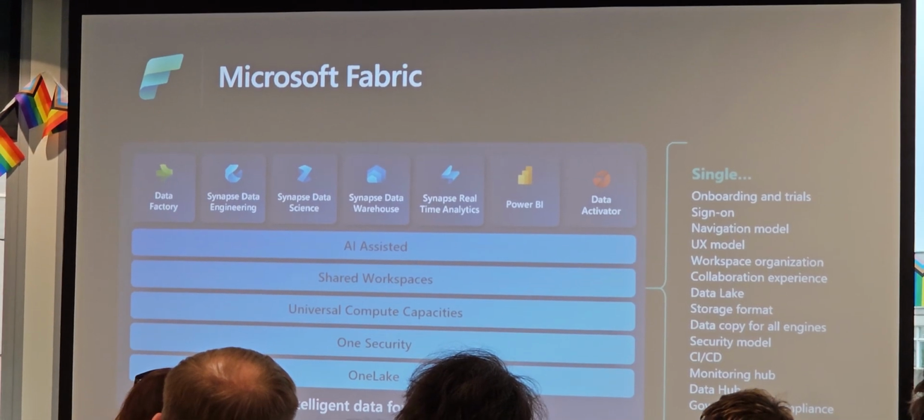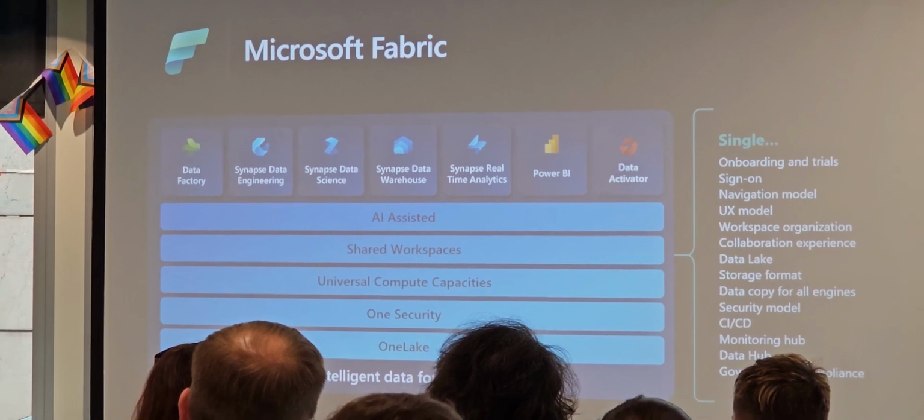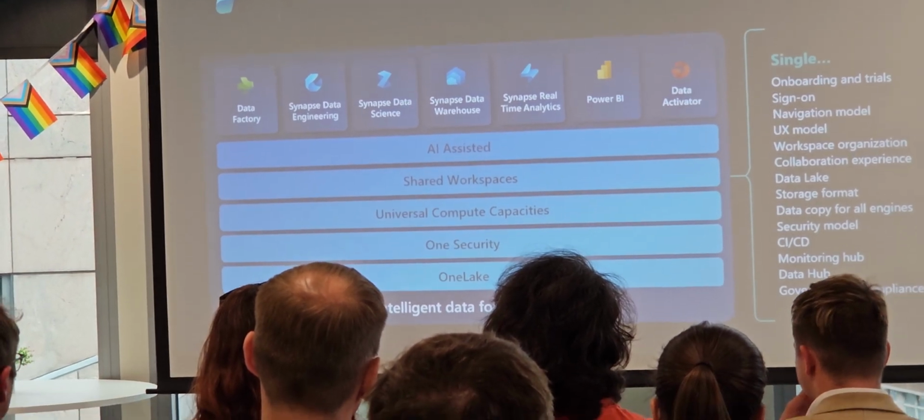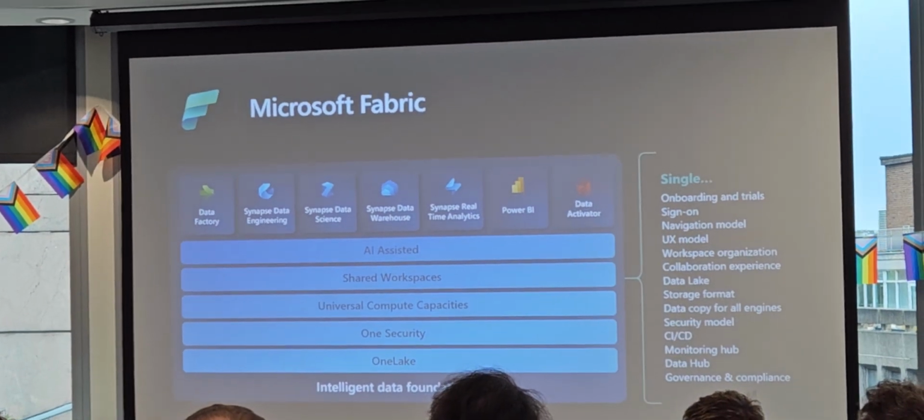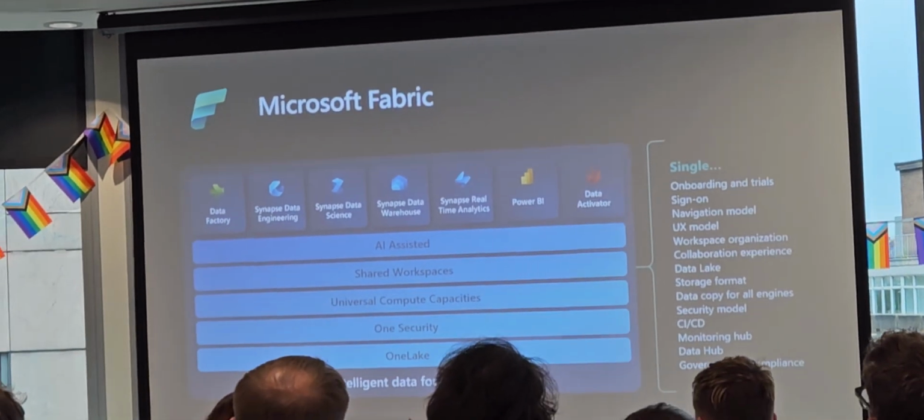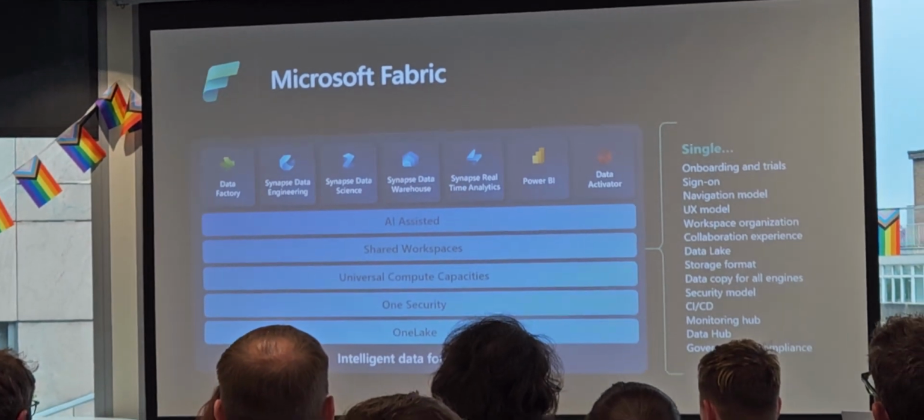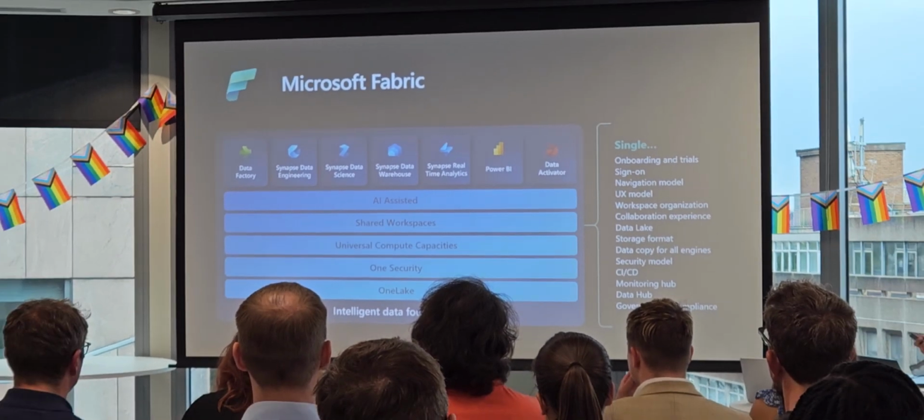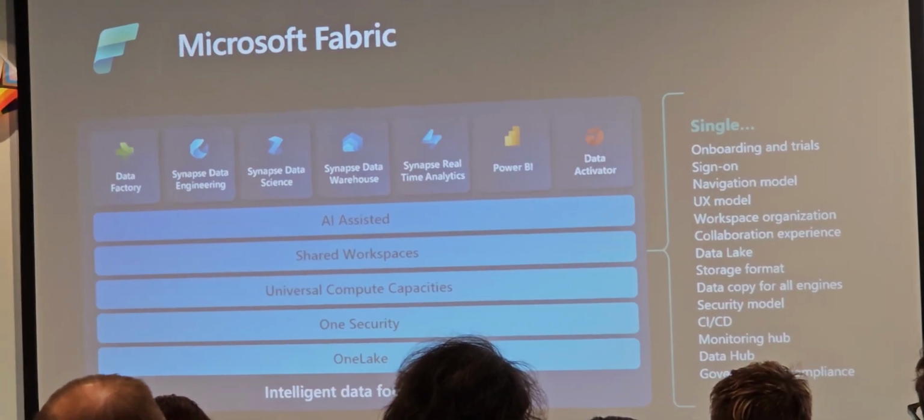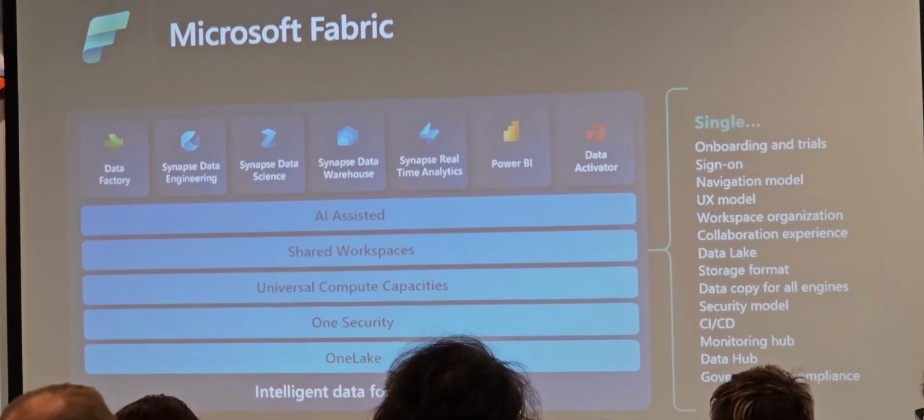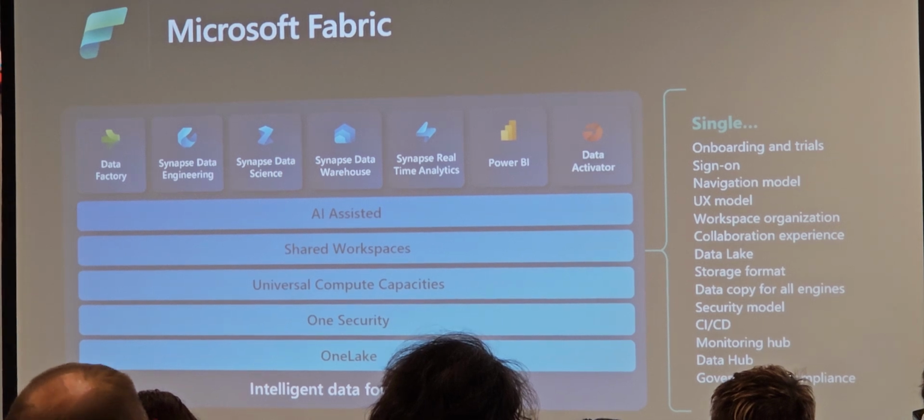All these workloads that we have on top, we call them workloads: data factory, data engineering, data science. We use the same workspace architecture that we have in Power BI. We have universal compute capacities. What we have today as capacities in Power BI now automatically become Fabric capacities too. So you can use everything that you have in Fabric with the same capacity model that we have today.